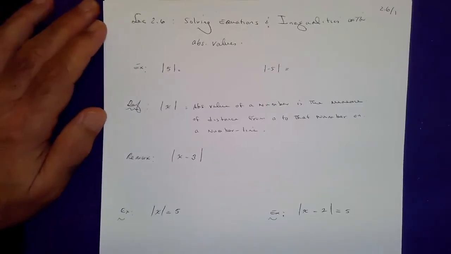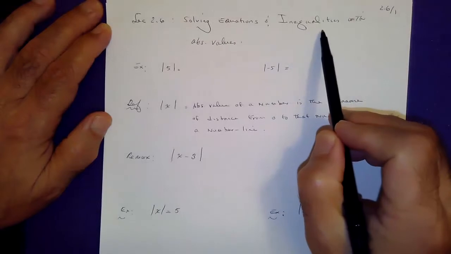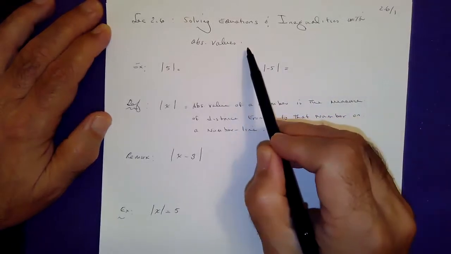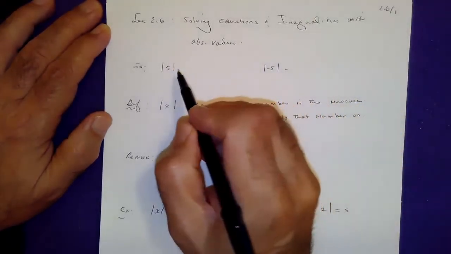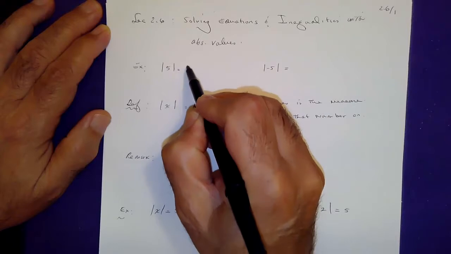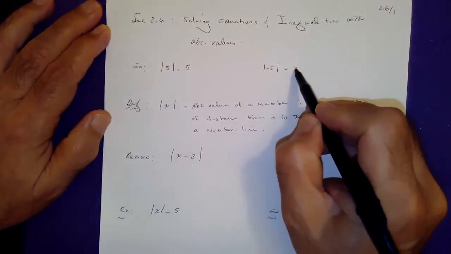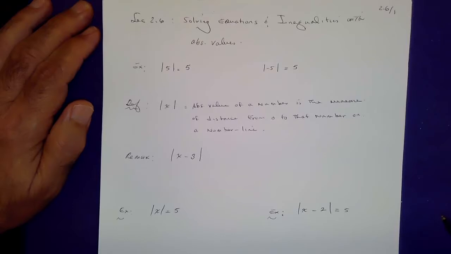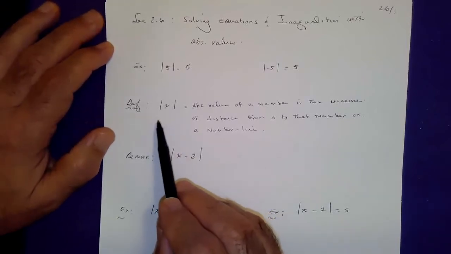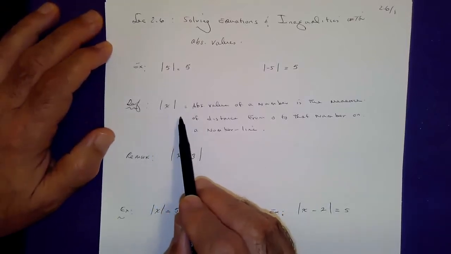Section 2.6, Solving equations and inequalities with absolute value. First of all, absolute value of 5 is 5, and absolute value of -5 is also 5. Why is that? Well, because of the definition of absolute value of a number.